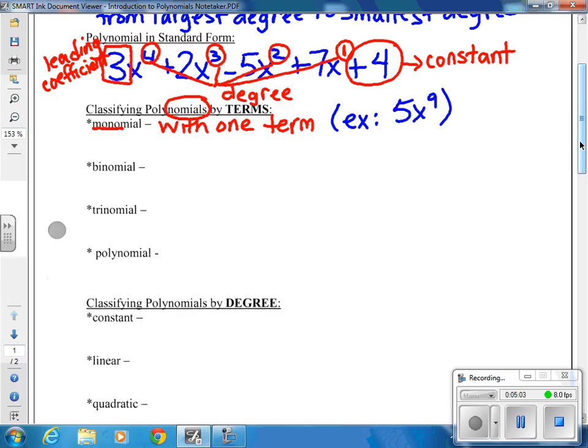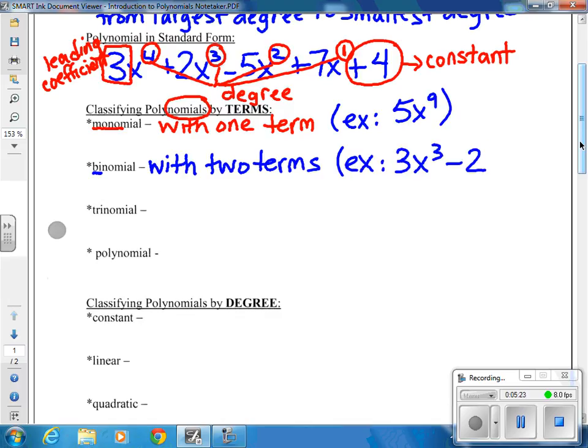Okay. The next one has the prefix bi in front of the nomial word, right? Just like in bicycle, you have two tires or two wheels. A binomial is a polynomial with two terms. So an example of that would be something like 3x to the third power minus 2. The 3x to the third power is one term, and then the negative 2 is a separate term, so that's two terms. That's a binomial.